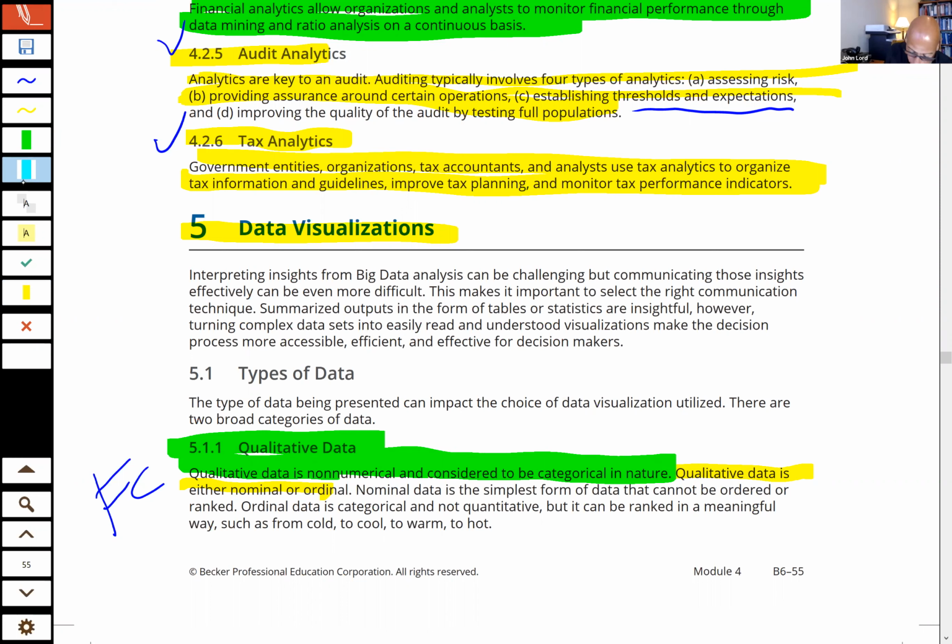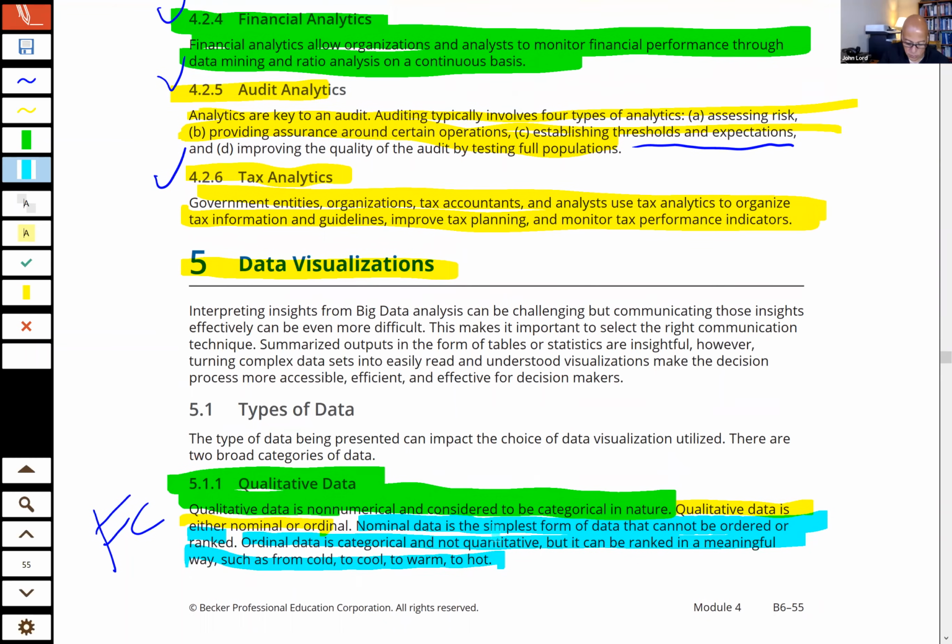I don't know about you, but let's just take a look. Nominal data is in its simplest form and cannot be ordered or ranked. Ordinal data is categorical and not quantitative, but can be ranked in a meaningful way, such as from cool to cold to warm to hot. Whatever. It's ridiculous.